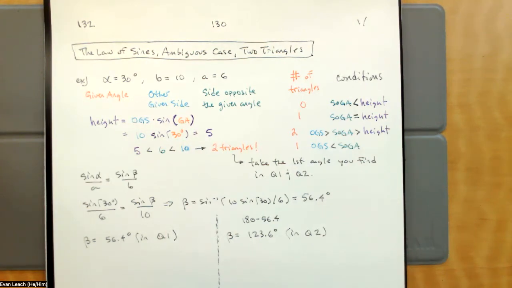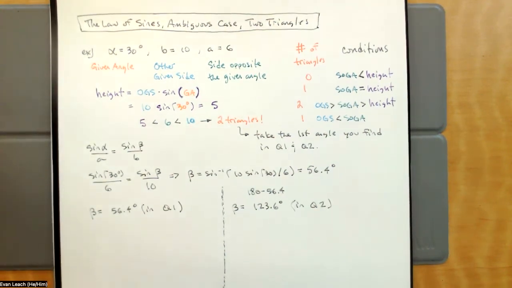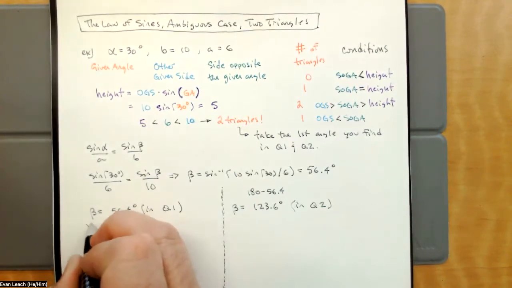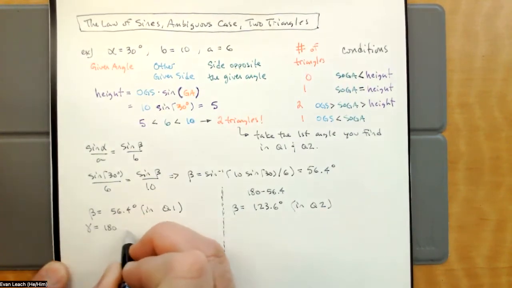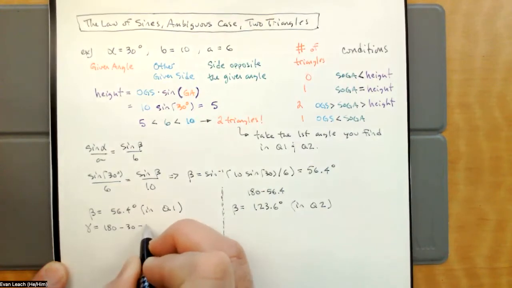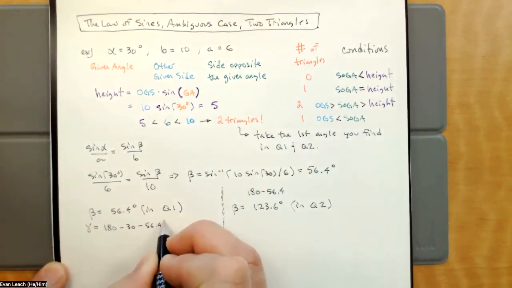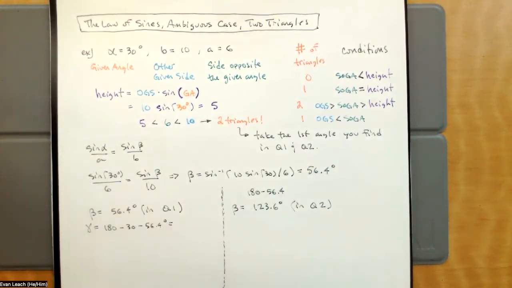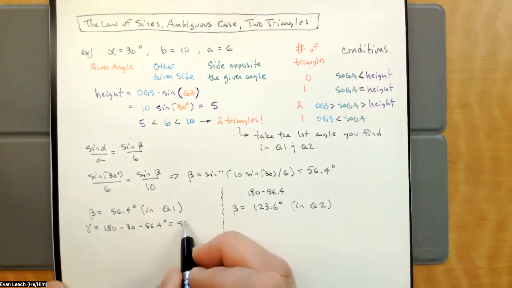Now I have to solve both triangles. At this point on the left, I have a beta of 56.4 and an alpha of 30. As soon as we have two angles, we subtract to find our third angle. So in this column, gamma is 180 minus the 30 minus 56.4. And that's going to be 93.6.